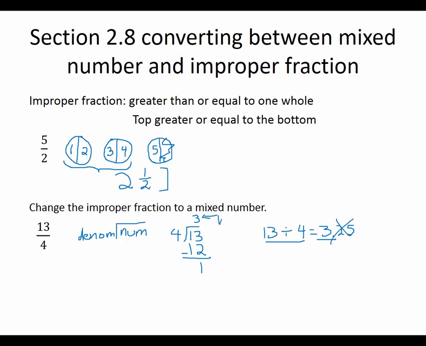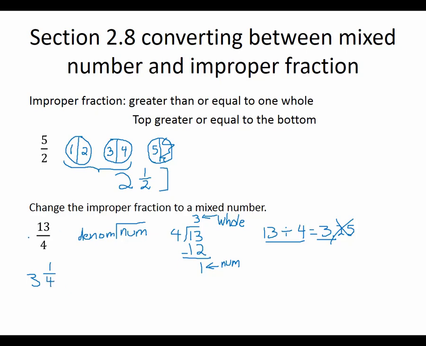So my whole number will always be the result, or the quotient, and then the remainder here is always going to be your new numerator. So my final answer will be 3 is the whole number, 1 is my numerator. What about the denominator? Well, that stays the same. That's going to be 4 still.